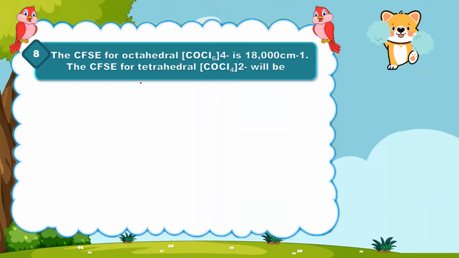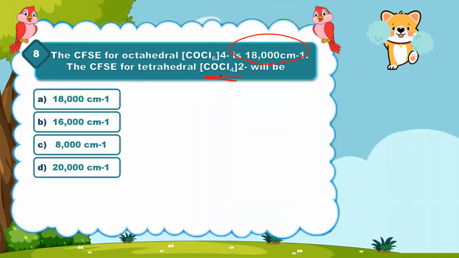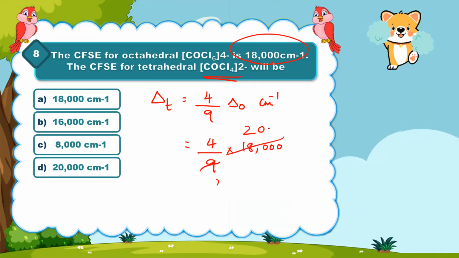See the next question. The CFSE for an octahedral complex is given, and they're asking for the tetrahedral complex. Whenever we see this question, we feel how to solve this kind of question, but I'm going to tell you, this is the easiest problem. Delta T is equal to 4/9 delta naught is the formula to find it out. Delta naught is already given in the question, that is 18,000 centimeter inverse. 9 twos are 18, so 8,000 centimeter inverse is our right answer. Option C is the correct answer.